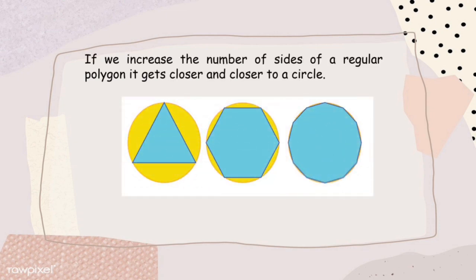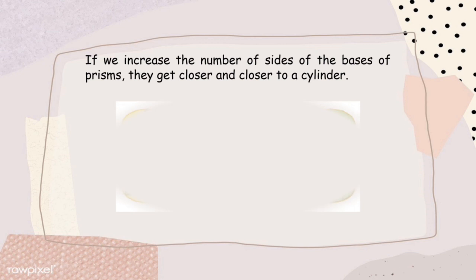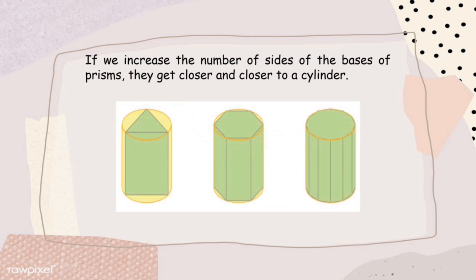If we increase the number of sides of a regular polygon, it gets closer and closer to a circle. In the previous classes, we calculated the area of a circle by increasing the number of sides of the regular polygons drawn inside the circle. Do you remember that? So, if we increase the number of sides of the bases of a prism, they get closer and closer to a cylinder. From the picture, we can see that the volume of the prism gets closer and closer to the volume of the cylinder.